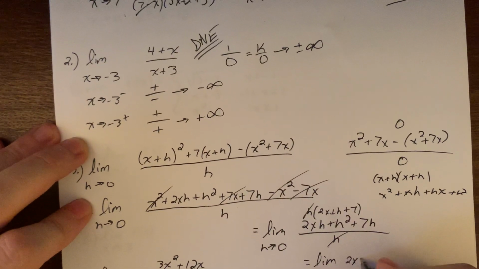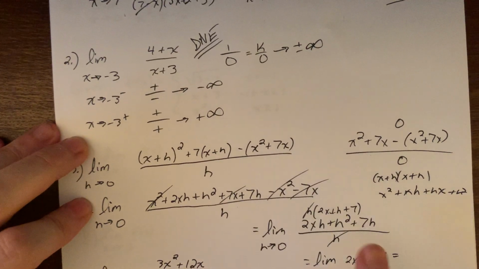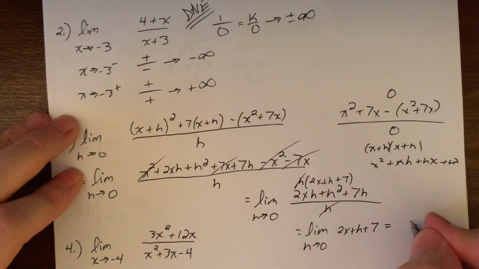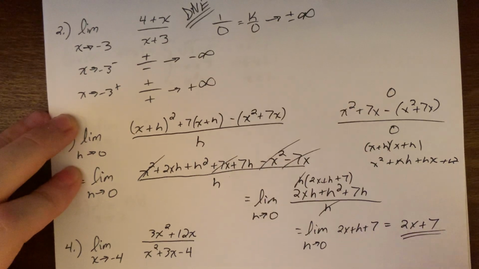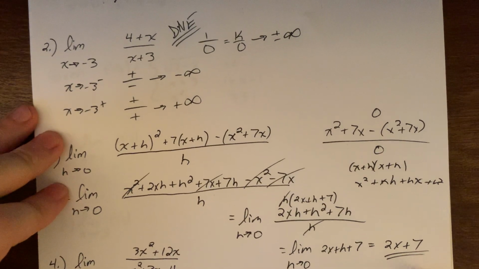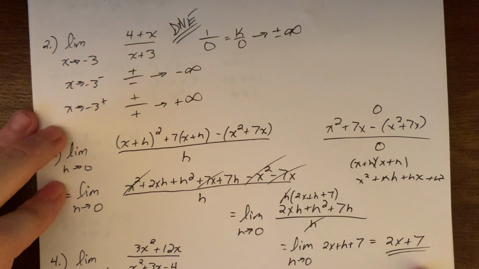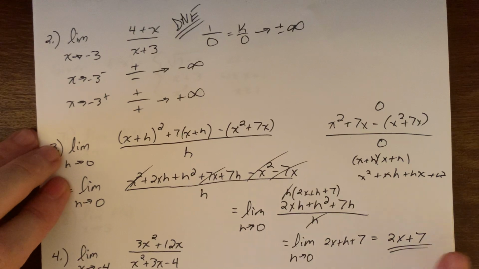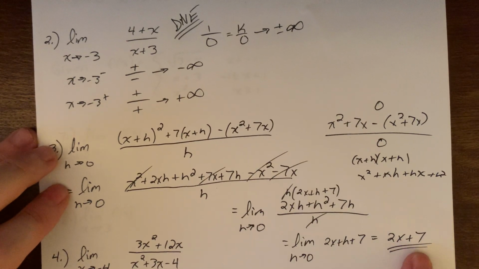We have 2x plus h plus 7, but now we have really cleaned up a lot. And now when I let h go to 0, I am left with 2x plus 7. And again, compared to some of the other limit problems, that feels weird because we have a variable and a number. But as we said at the beginning of this, there are no h's, and that was the most important part.